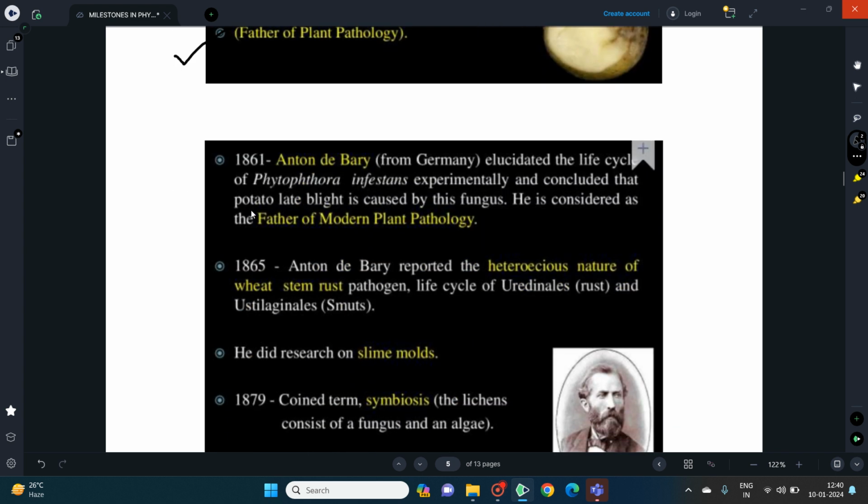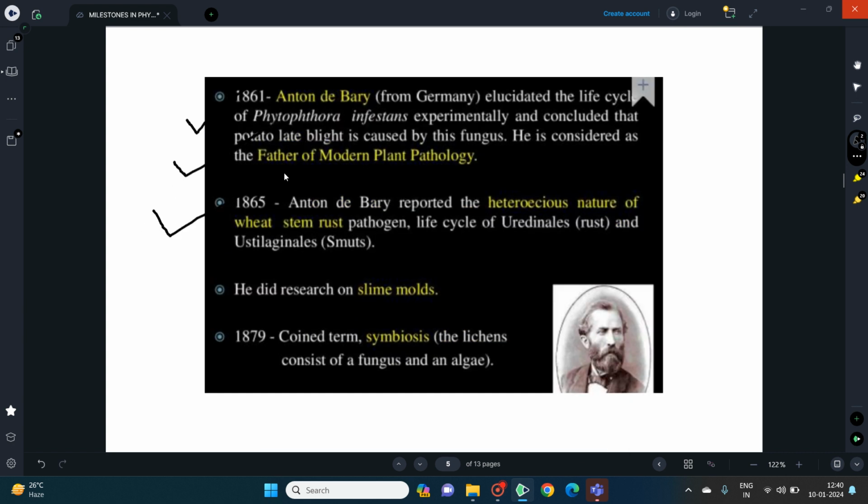In 1861, Anton de Bary from Germany experimentally elucidated the life cycle of Phytophthora infestans, which causes late blight of potato, and concluded that potato late blight is caused by this fungus. He is considered the father of modern plant pathology. In 1865, Anton de Bary, the same scientist, reported the heterogeneous nature of the wheat stem rust pathogen, and he described the life cycle of Uredinales, causing the rust diseases, and Ustilaginales, causing the smut diseases. He also did research on slime molds.